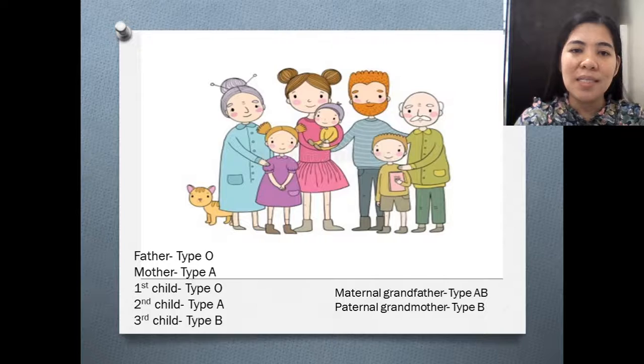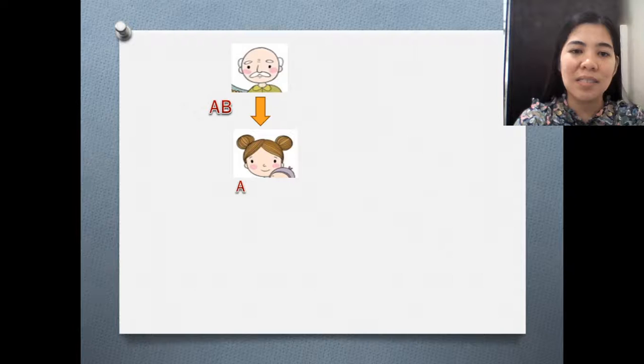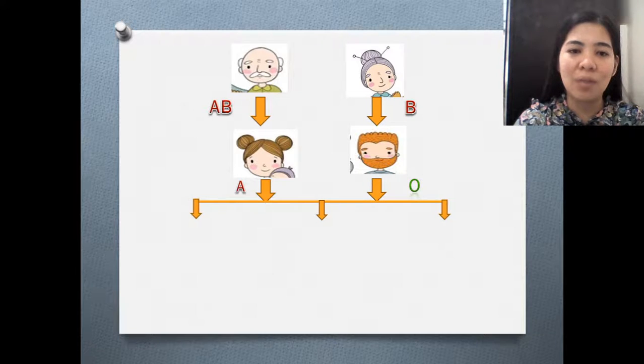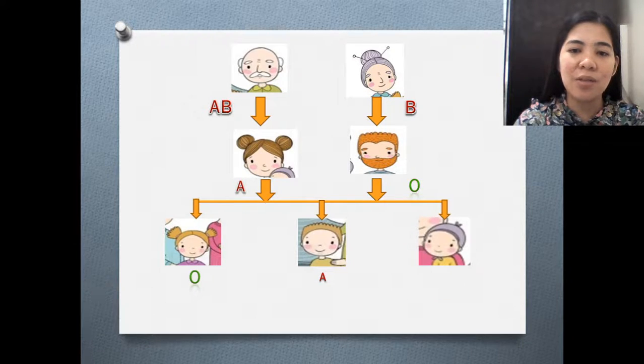Now, let us go back to our question on the mix-up of children. Let us tackle this one by one. The maternal grandfather is type AB with the daughter of type A. And the paternal grandmother is type B with the son of type O. So the parents are A and O. Their children: the first child is type O, the second child is type A, and the third child is type B.